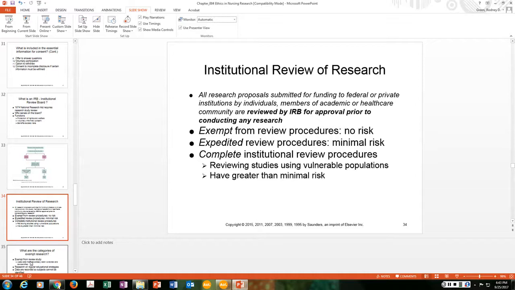Exempt from review. Something would be exempt from a review if there's no risk involved. An expedited review, there's minimal risk, and a complete institutional review procedure is done for reviewing studies that are using vulnerable populations or have greater than minimal risk.